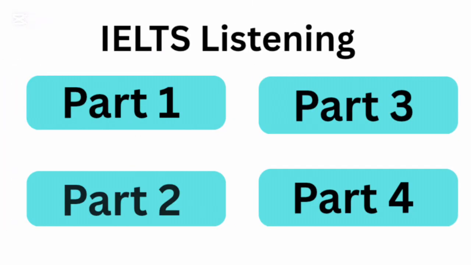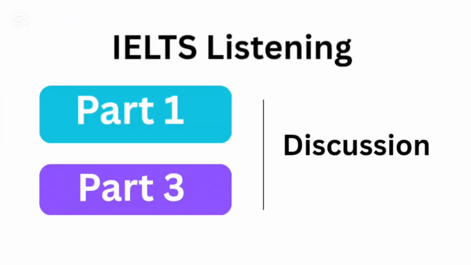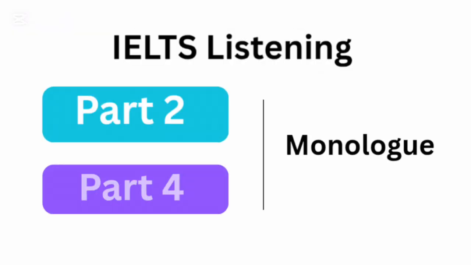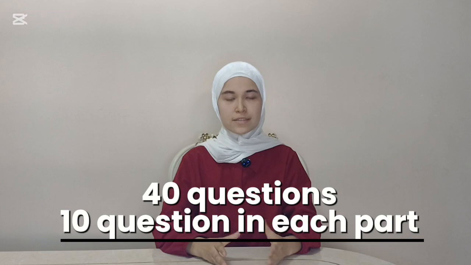In IELTS listening, we have 4 parts. In part 1 and part 3, the recording is usually a discussion. 2 or 3 people discuss a topic, while part 2 and part 4 are usually monologues. 1 person describes something or explains something complex. We have 40 questions. Each section contains 10 questions.